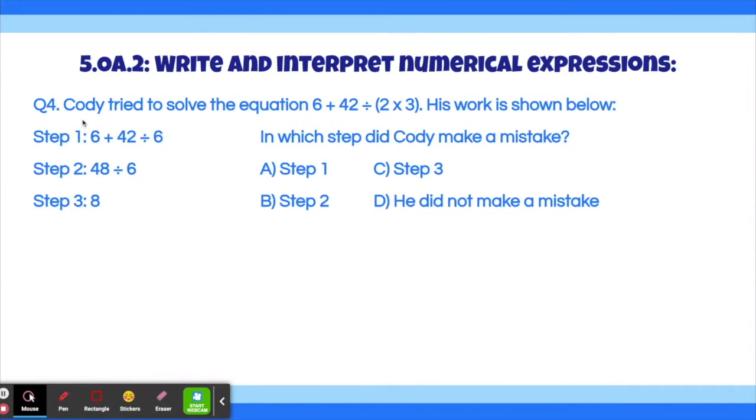Question 4. Cody tried to solve the equation 6 plus 42 divided by 2 times 3. His work is shown below in these steps over here. In which step did Cody make a mistake? I'll give you guys a few seconds to solve this problem, and if you need more time, feel free to pause the video.